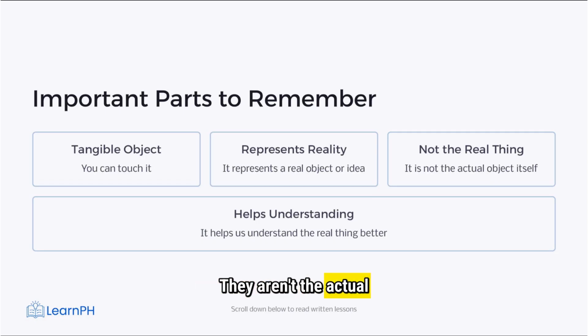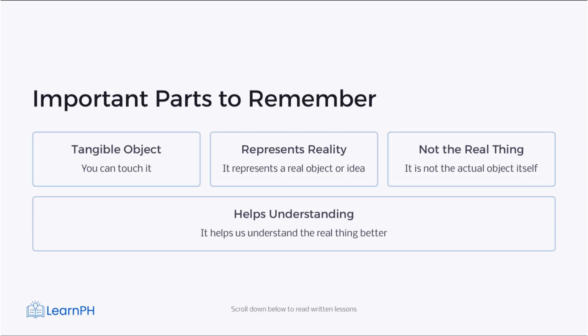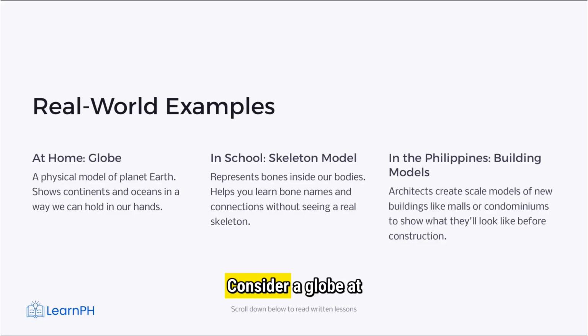They aren't the actual objects, but help us understand them better. By providing a hands on experience, these models bridge the gap between abstract concepts and real world understanding, enhancing our grasp of complex subjects. Consider a globe at home, a tangible model of Earth illustrating continents and oceans.